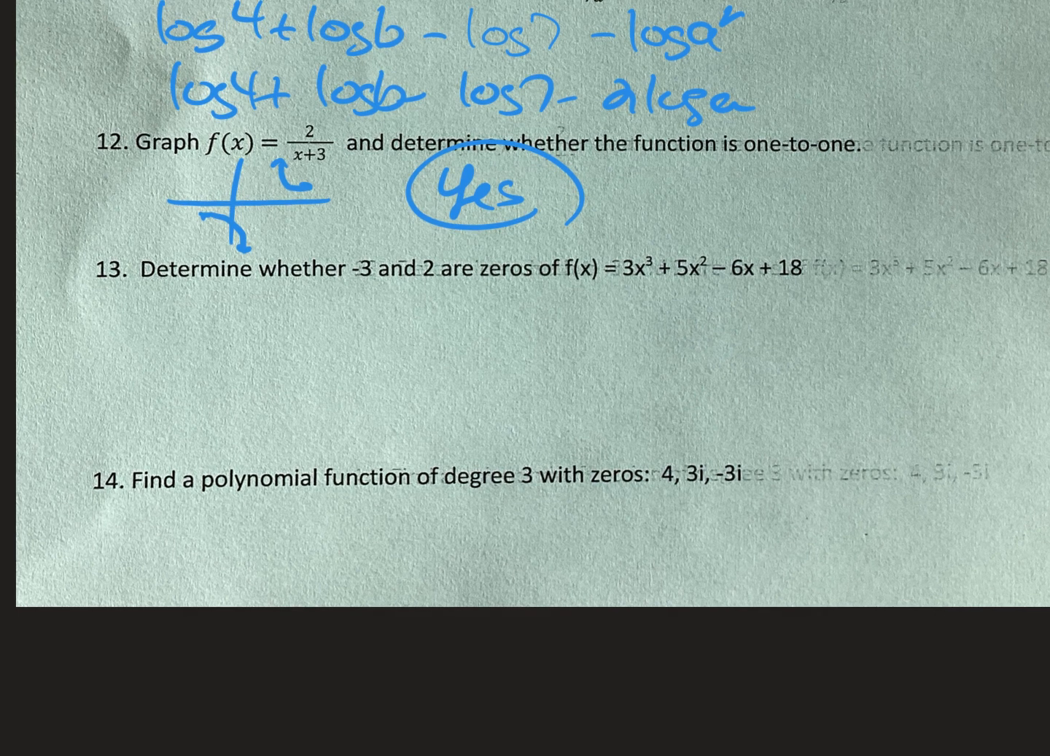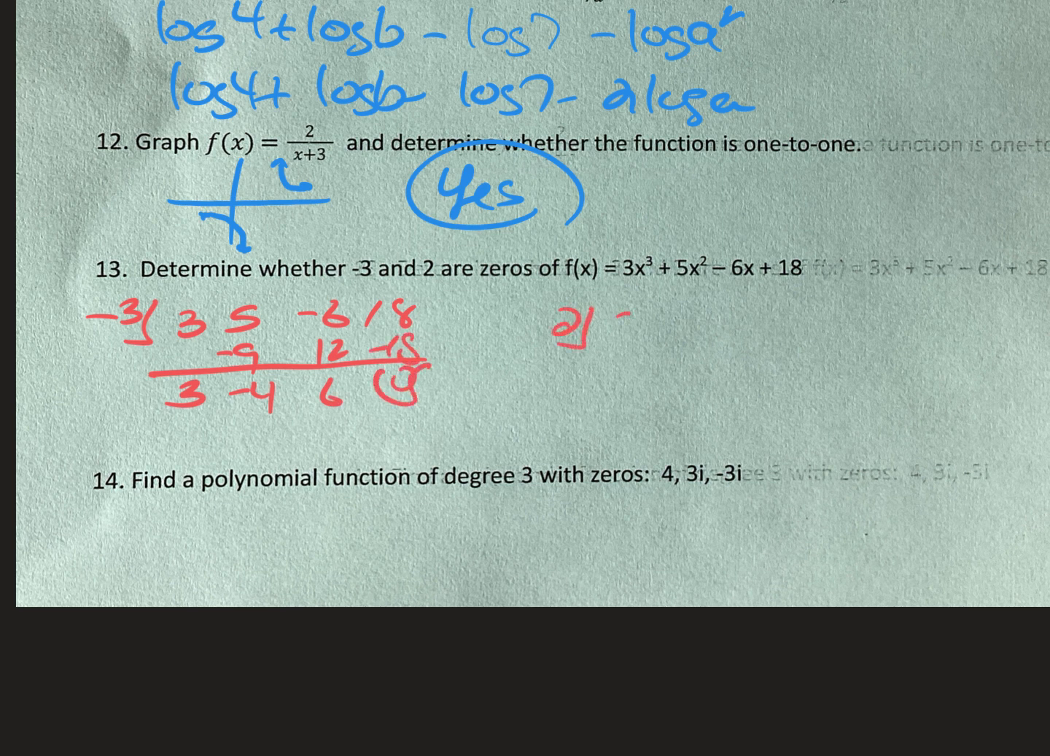Okay, number 13. It says negative 3 and 2 are zeros. So take negative 3 first. Let's put it in the box here. 3, 5, negative 6, 18. Don't forget to check for zeros in your top line there. Bring the 3 down. Multiply. Add. Multiply. Add. Multiply. Add. Okay, I got a 0. So negative 3 is a 0.